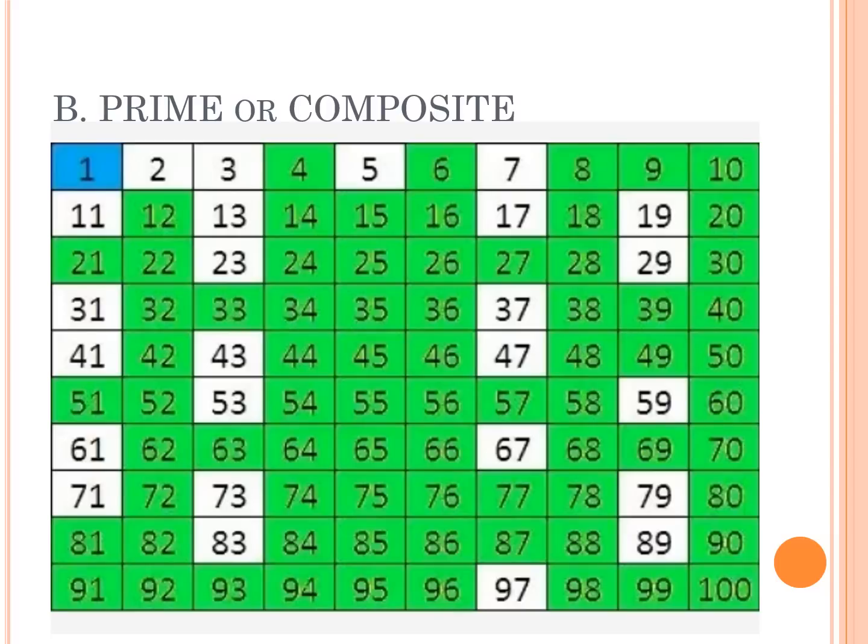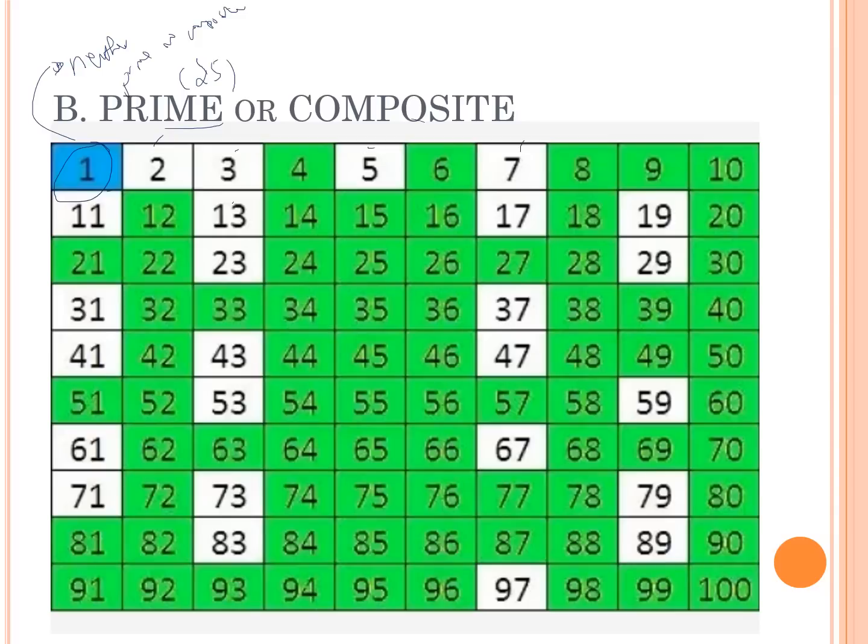And then for letter B, I have here a table of the prime and composite numbers from 1 to 100. So if you have noticed, 1 here is neither green nor white. It is shaded blue because we have said a while ago that it is neither prime nor composite. So it is not considered prime and it is not considered composite. Now the numbers in white are prime numbers. So it has only 2 factors. And if you are going to count all of them, there are 25 prime numbers from 1 to 100.